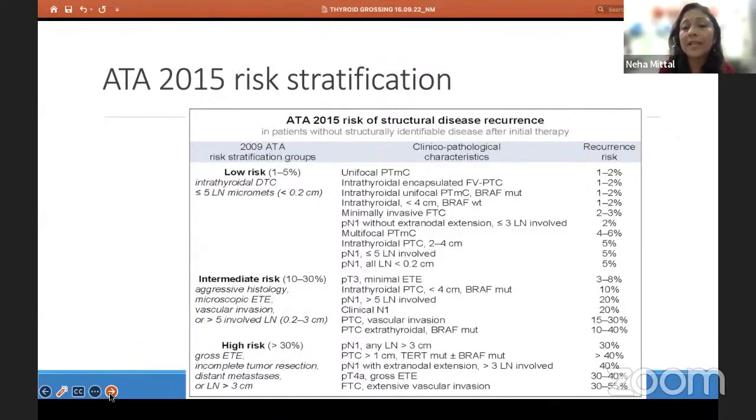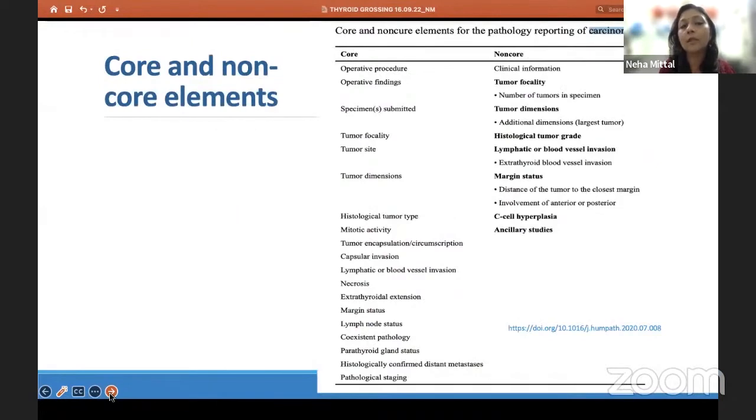Minimal extrathyroidal extension on microscopy has no ATA risk stratification significance. However, gross extrathyroidal extension changes the category of ATA risk stratification to intermediate risk, and that is why recording of gross extrathyroidal extension is very important. So a combination of the parameters required for AJCC staging, WHO classification, and ATA risk stratification will automatically give you the minimal data set reporting, including the core and the non-core elements of the thyroid reporting protocol.